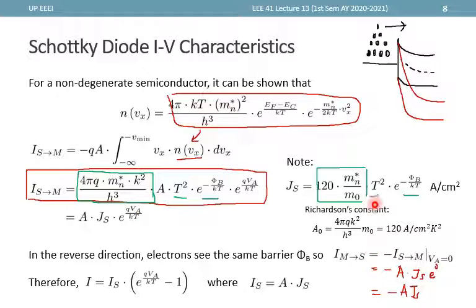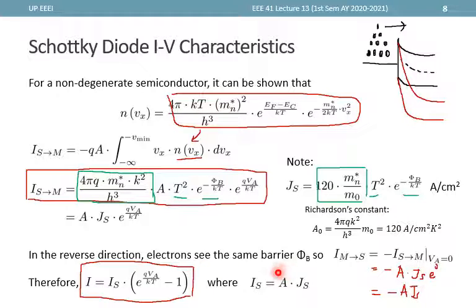Now the total current is the sum of the current from metal to semiconductor and semiconductor to metal. And so we have to add this one with this one. And so we can factor out A Js, and we'll be left with A Js times e to the qVA over kT minus 1. And we have just shown that indeed the current for our Schottky diode must follow the same form of the Schottky diode current model.